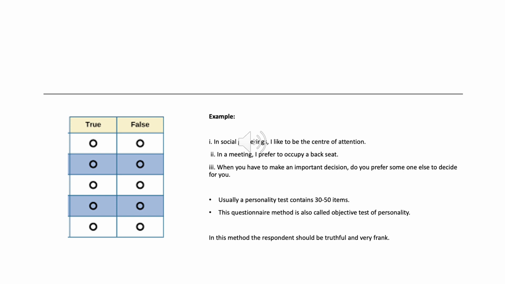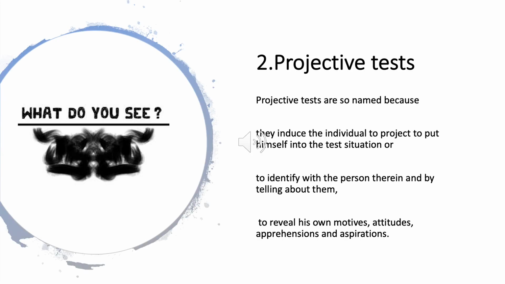The questionnaire method is also called objective test of personality. So, which test is it called? It is called the objective test of personality. In this method, the respondent should be truthful and very frank. This happens sometimes and doesn't happen all the time. So, in order to get a more truthful response, in the questionnaire method the person can always say no to the things which the person actually is.